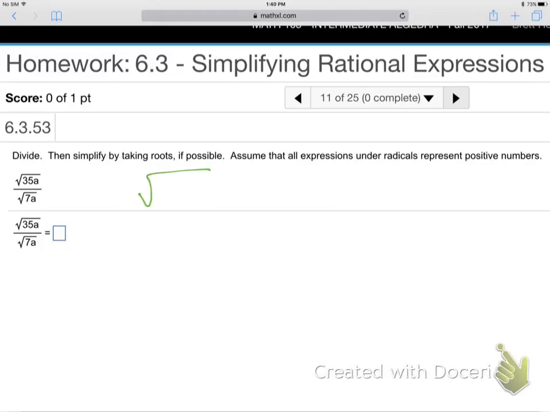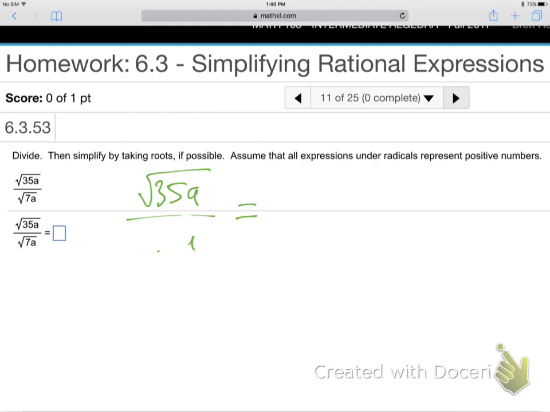So, square root of 35a over square root of 7a. What are we supposed to do here? Could we just divide those numbers? Was that what I heard you say, Ajane? Could we do that? Totally. That's a great idea. Yeah, and it's because they're both in roots that we can do it.